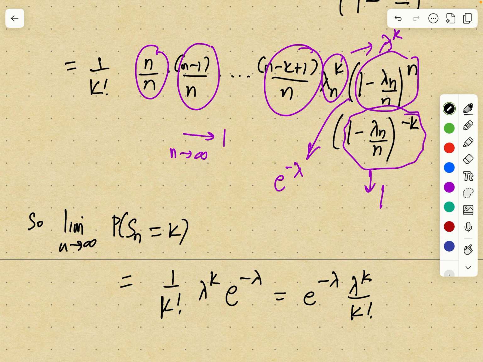Okay, so that explains why the Poisson distribution is useful. It's used, for instance, as a model for the number of typos per page in a book. It could be used for approximating the number of traffic accidents in a day.